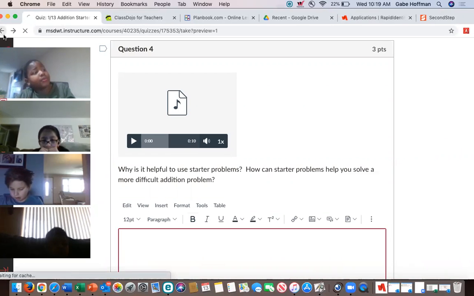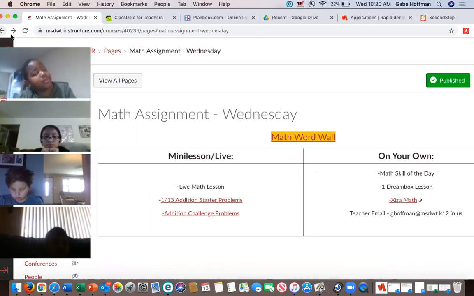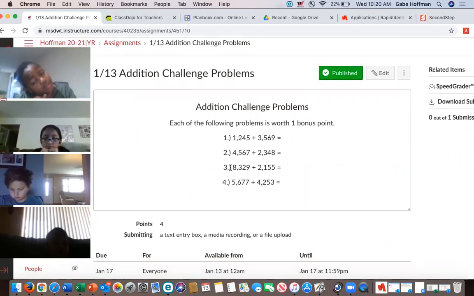After you finish, you have 2 choices. You can do Dreambox or there's addition challenge problems. So you can do these harder problems for bonus points. Every one of these you get right is a bonus point. It cannot hurt your grade. So if you solve all 4 and you get 1 right, you get 1 bonus point. If you solve all 4 and you get 3 right, you get 3 bonus points. You do not have to do the challenge problems.